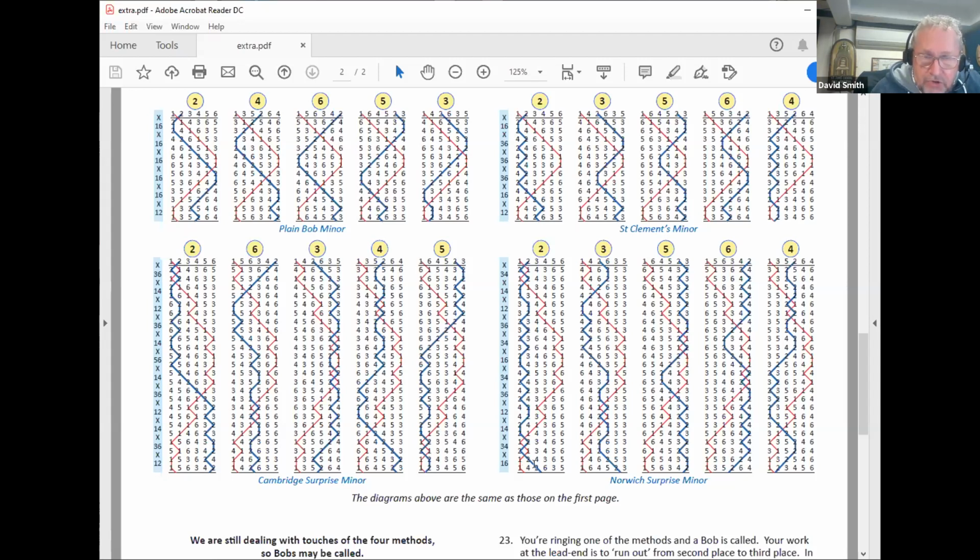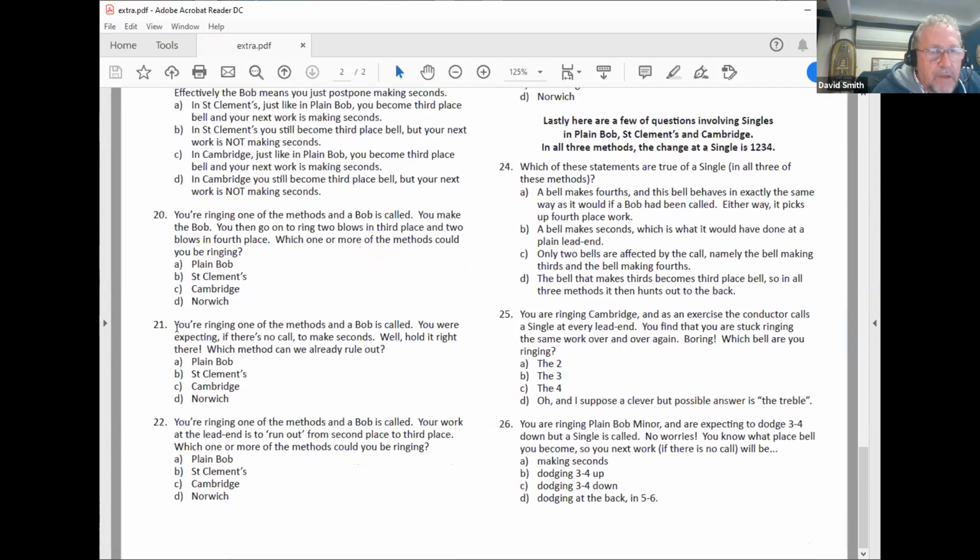But in Norwich, we don't. Norwich has a 1-6 lead end. That's one of the questions we answered last time, meaning that at a plain lead end, the bell at the front, 1, always the treble, stays there, and the bell in 6th position also makes places. Therefore, these two swap and these two swap. So at a plain lead end, there isn't a bell making seconds. So the question here was, you're ringing one of the methods, and we were expecting, if there's no call, to make seconds. It could be Plain Bob, St. Clement's, or Cambridge, but it couldn't be Norwich because you don't make seconds. So that's the answer to this one, Norwich.